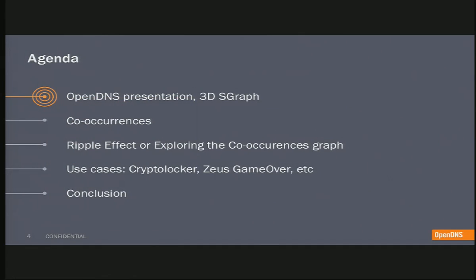Without further ado, the agenda of today will be as follows. We'll start with a presentation of OpenDNS, and then we'll talk about our threat intelligence platform. We call it 3D SGraph or 3D Investigate. And then we'll talk about one of the models we have, the co-occurrences model, which is very useful to discover new attack domains. The way we explore this co-occurrences graph, because it's about a graph, as you'll see later, is to use a ripple effect phenomenon, and we'll explain it. And then we'll showcase this model with two use cases, one about CryptoLocker and the other one about Zeus GameOver. And then we'll conclude with some interesting points.